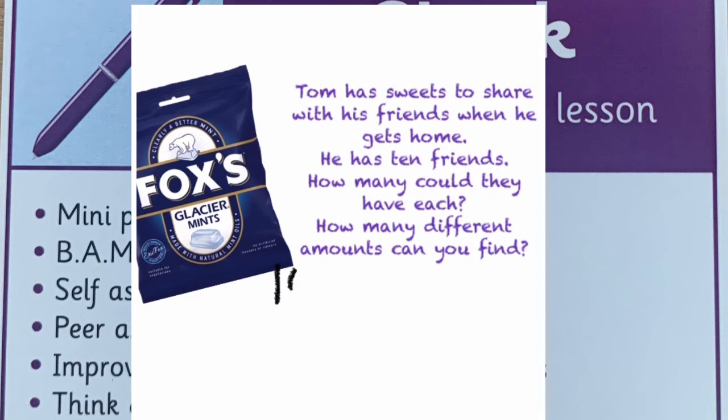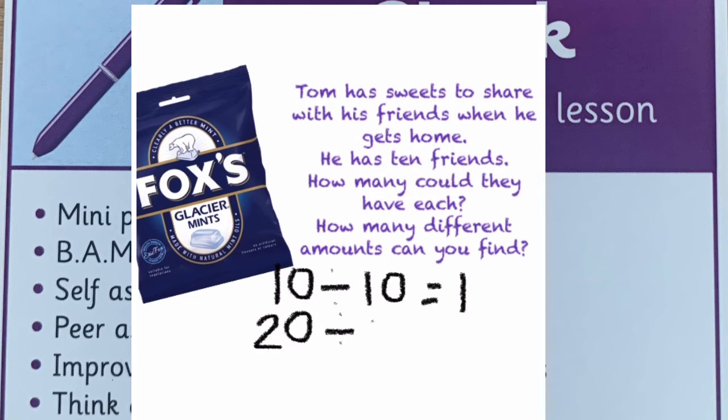And the last problem of the day asks you to use a strategy. So Tom has sweets to share with his friends when he gets home. He needs to share them equally. He has 10 friends. How many could they have each? How many different amounts can you find?